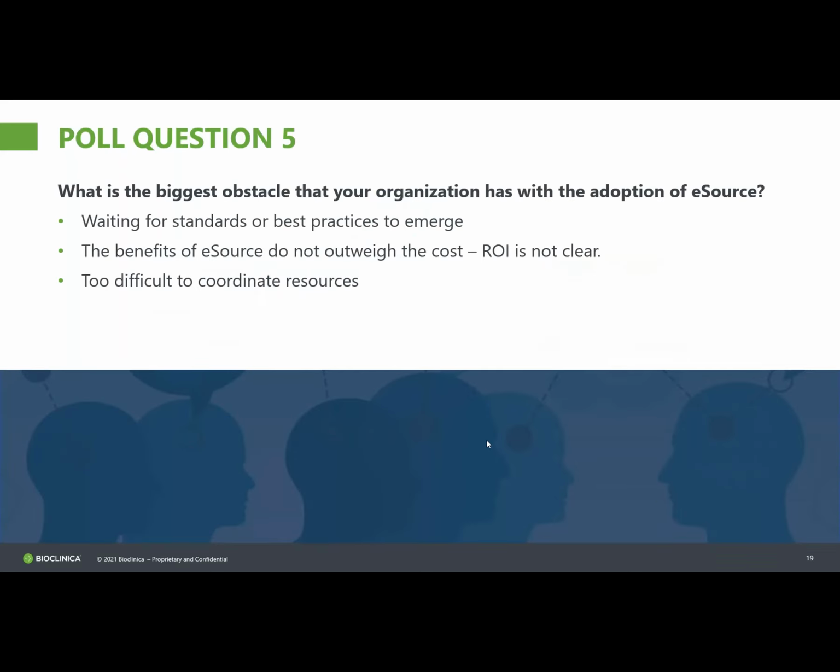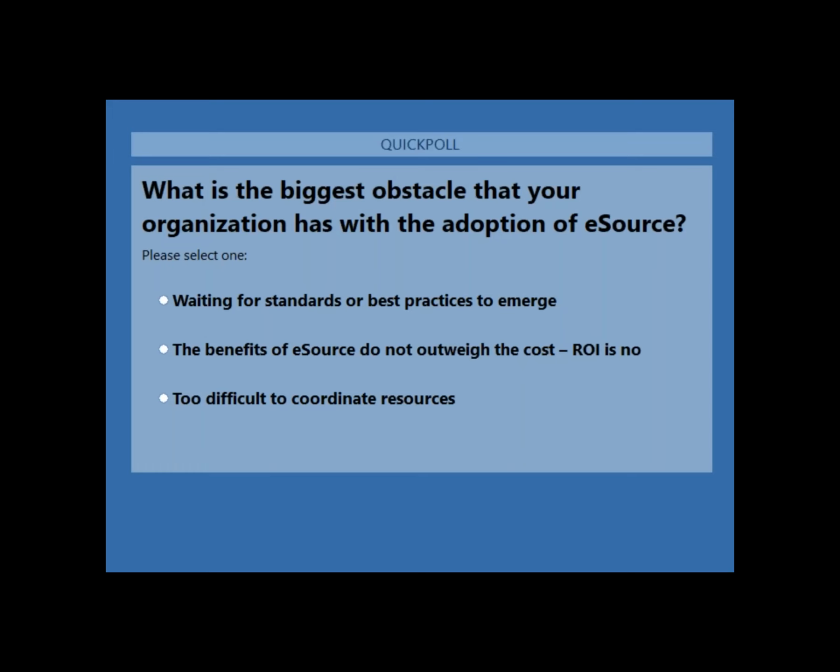Next slide. Sonia, poll question number 5. All right, I'm jumping in right now. Here's our final poll question. And there it is in front of everyone. What is the biggest obstacle that your organization has with the adoption of eSource? Please select one. Waiting for standards or best practices to emerge. The benefits of eSource do not outweigh the cost. The ROI is not clear, or too difficult to coordinate resources. I'll give a few more seconds.